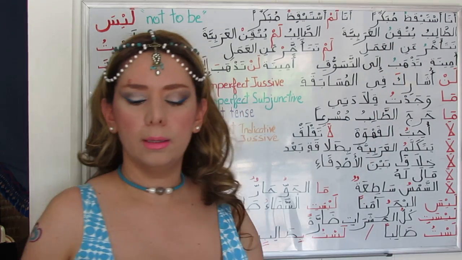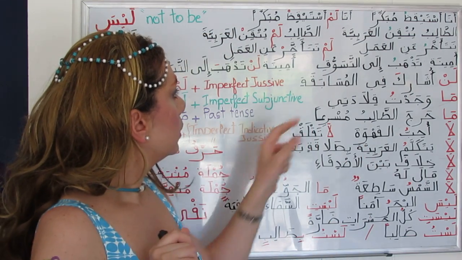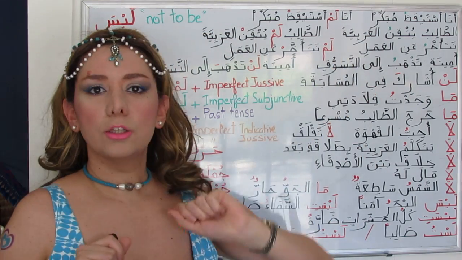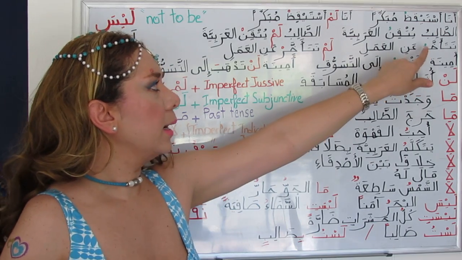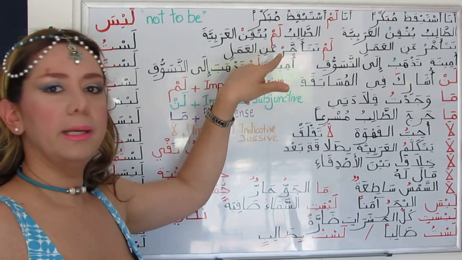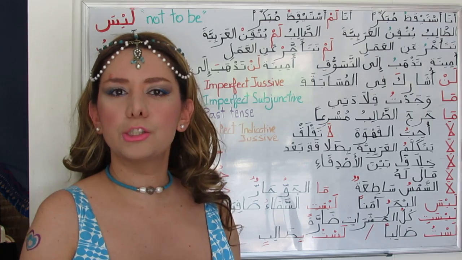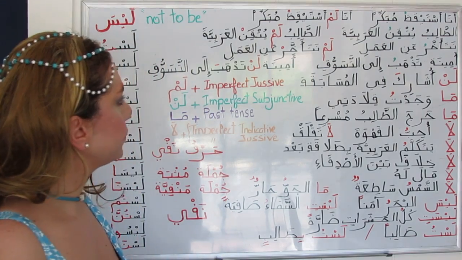نتأخر عن العمل. تأخر, to be late, it's form 5. So let's negate the sentence. We are late for work. نتأخر عن العمل. لم نتأخر عن العمل. We are not late for work.